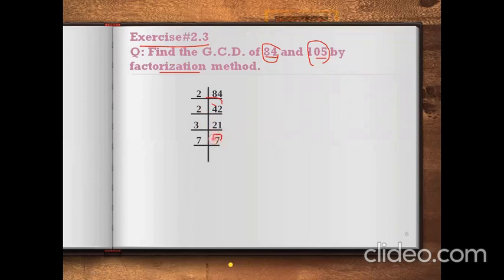Okay. Now 7 can only be divided by 7. So we will simply write 7 into 1 is 7. Now as you can see, we will get quotient 1 here. So we will stop here and we will say that these 2, 2, 3, and 7 are the factors of 84, and this is our required method.